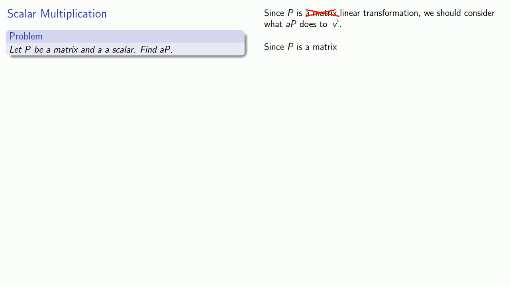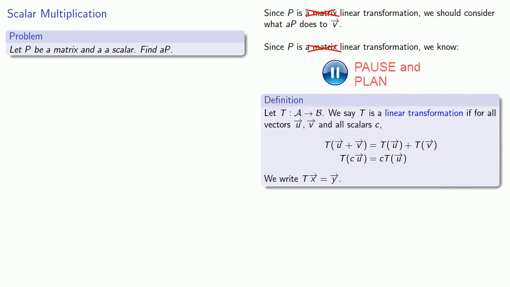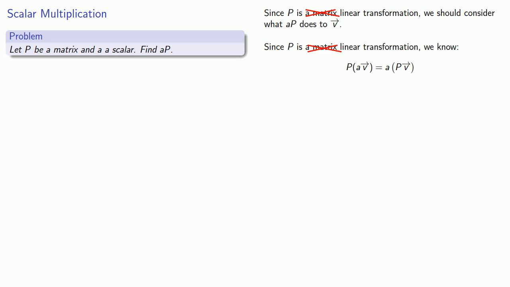And so, since P is a matrix, I mean linear transformation, then we know something about what P does to AV. Because it's a linear transformation, we know that P applied to AV is A times P applied to V. And what's worth noting is that this A times P applied to V looks an awful lot like this AP applied to V. And so it would be very convenient if AP applied to V were the same as A times P applied to V.